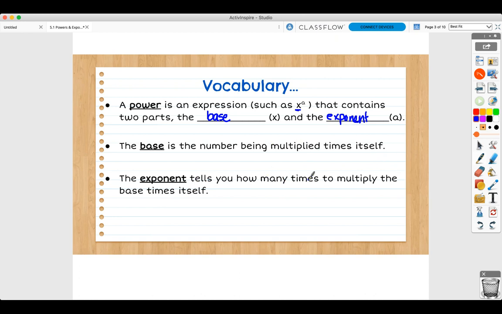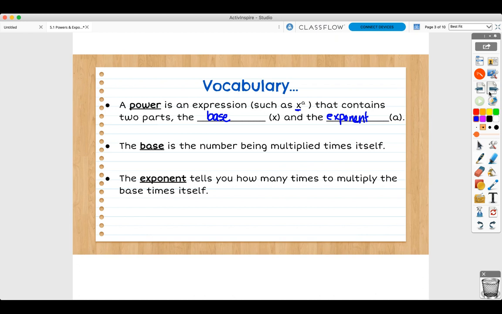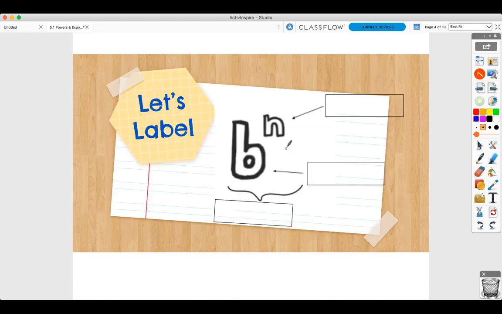The exponent tells you how many times you multiply the base times itself. So if you're looking at the lily pad again, 2 to the 4th means that you're multiplying 2, the base, 4 times. That's your exponent. It's not 2 times 4 again. 2 times 4 is not 16, but 2 times 2 times 2 times 2, that's 16. So let's label. This entire thing over here is our power. B is your base, and that N is your exponent.